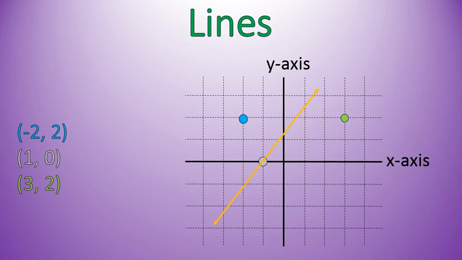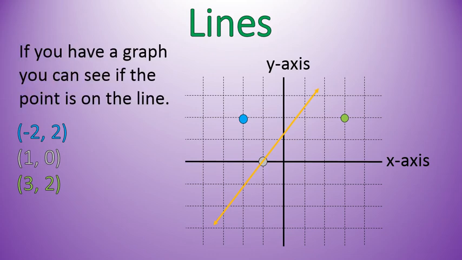So if you're given a graph like this with 3 points on it and a line, it's easy to see which points are on the line, right? We can look and see that pretty easily. This point is not on the line, this point is not on the line, this point is on the line. That's not 1, 0, it's negative 1, 0. As I was saying, negative 1, 0. So we can see that that point is on the line. The point negative 1, 0 is on that yellow line.